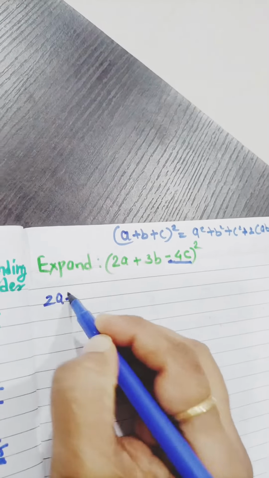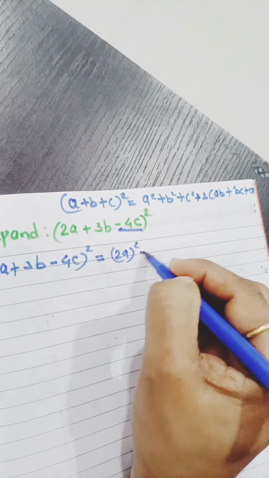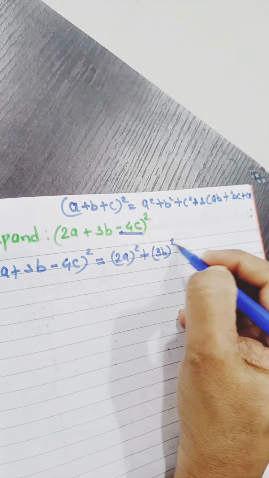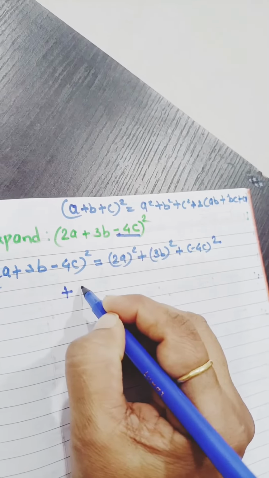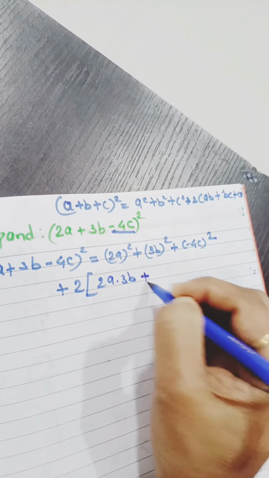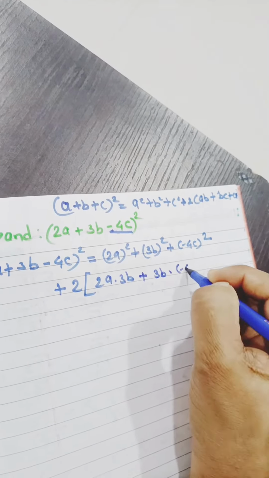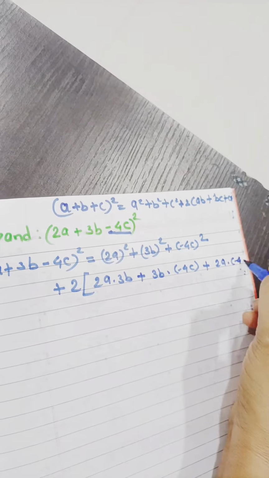Okay, (2a + 3b − 4c)² equals (2a)² + (3b)² + (−4c)² + 2 in brackets (2a into 3b + 3b into −4c + 2a into −4c).